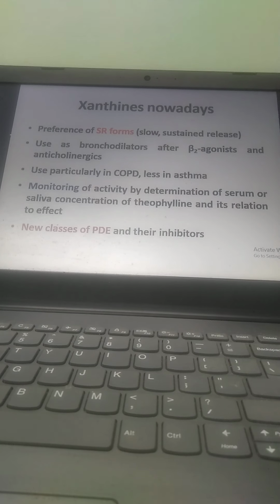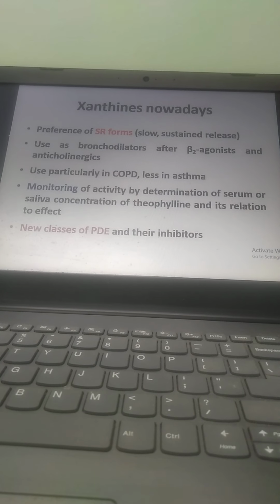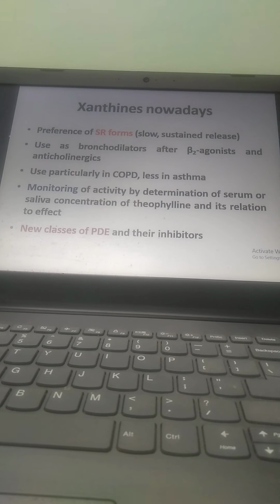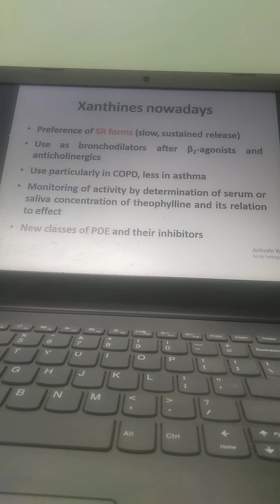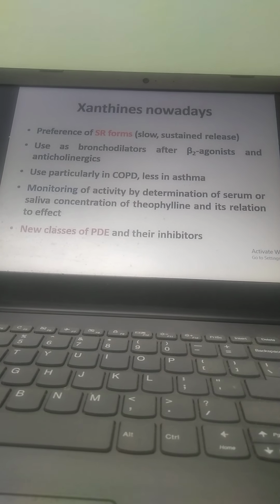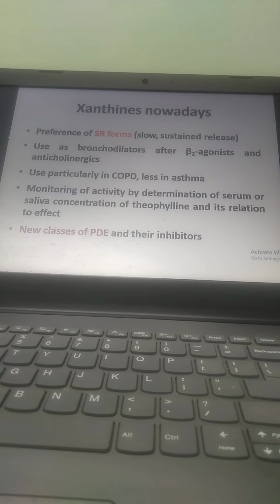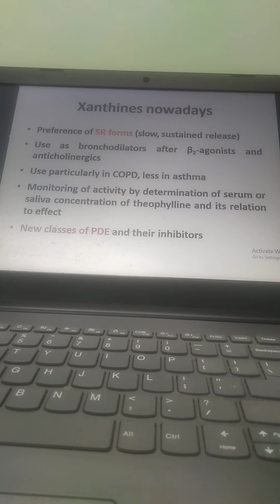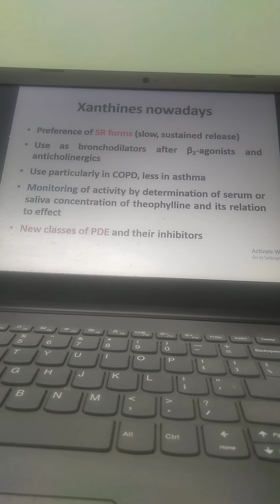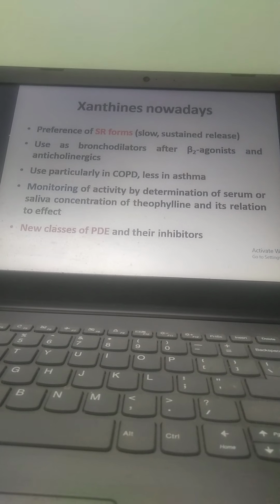And then xanthines: nowadays we give preference to SR forms, the slow sustained release, because they have a lot of side effects, particularly the methylxanthines, or we can say theophylline. Use them as bronchodilators after beta 2 agonists. First of all, we have to give the beta 2 agonists, SABA and LABA, and then the anticholinergics, and then use xanthines as bronchodilators after that.